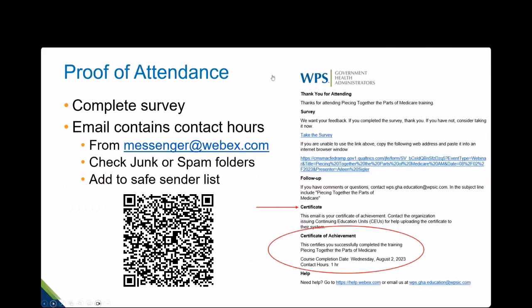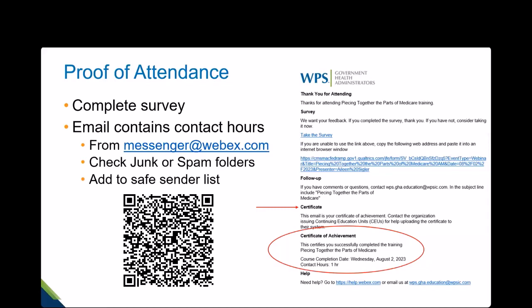So what we have in front of you now is your proof of attendance. This is what you can use to submit to your accrediting organizations so that you can collect those continuing education units. Now, the slide itself is not what you would use, but let's talk about this. So number one, we need you to complete the survey.